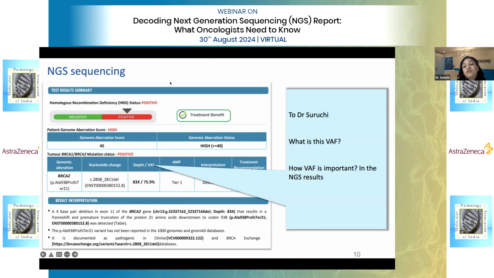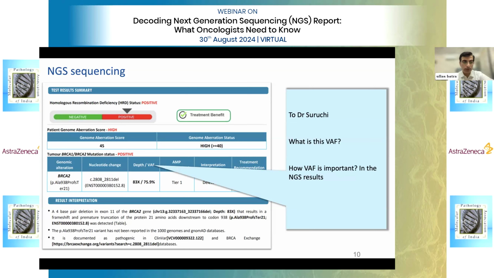On the germline report, when the test itself is done on germline or blood DNA, we do not give VAF. We give homozygous or heterozygous, which is again based on VAF only. At the back end, based on variant allele frequency, we determine whether it is a heterozygous variant or a homozygous variant, whether a single copy.